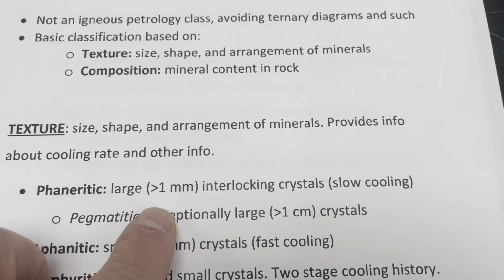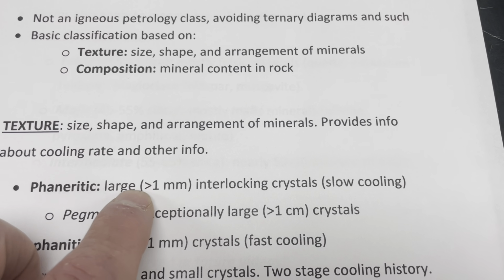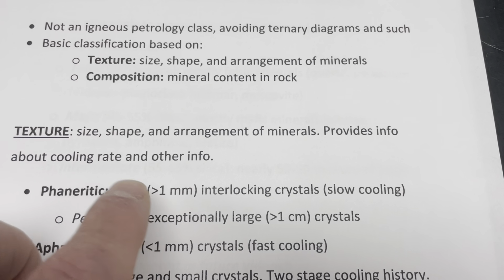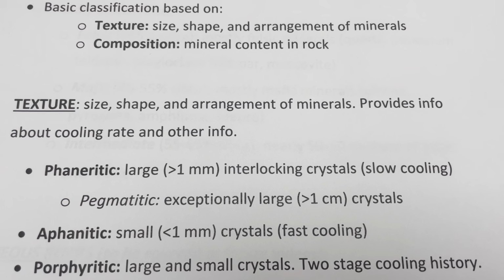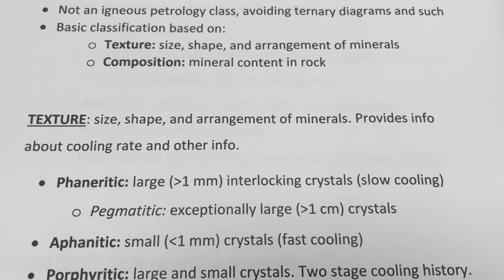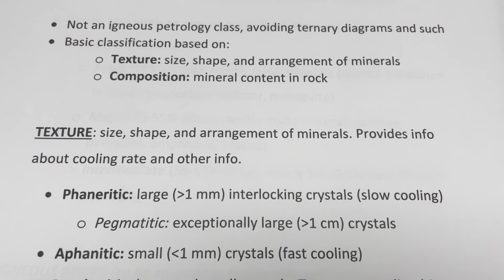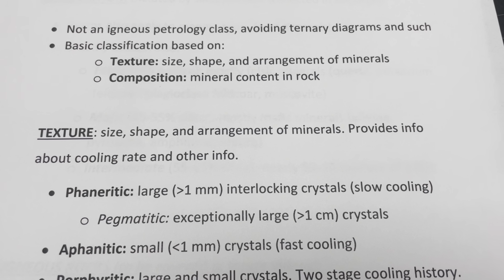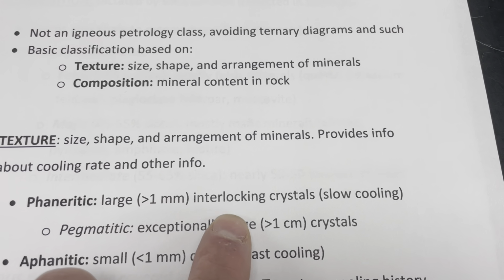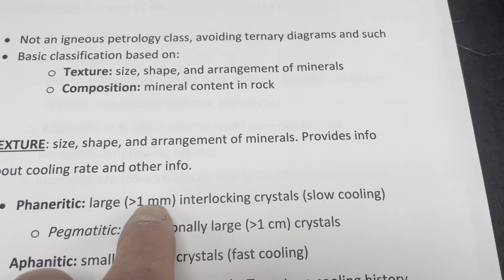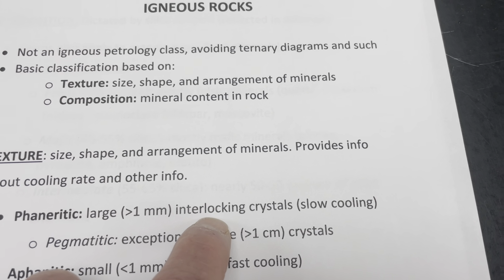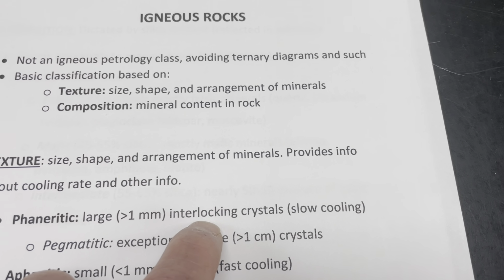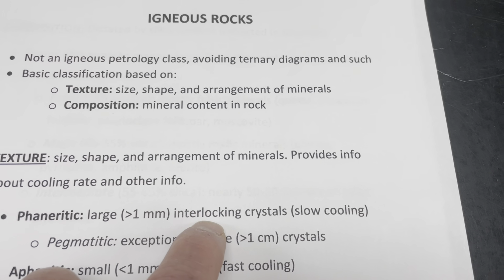texture has big crystals. When we say big, we need to define the size. Let's say for simplicity's sake that anything bigger than 1 millimeter. So basically, if you can see visible minerals, crystals, in the rock, and they're interlocking. There are two important considerations here. They've got to be big enough to see, but they're all squished together. They're sharing boundaries together, squished together like a mosaic.